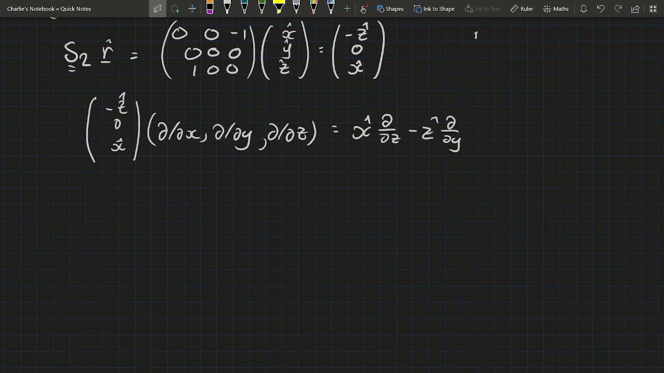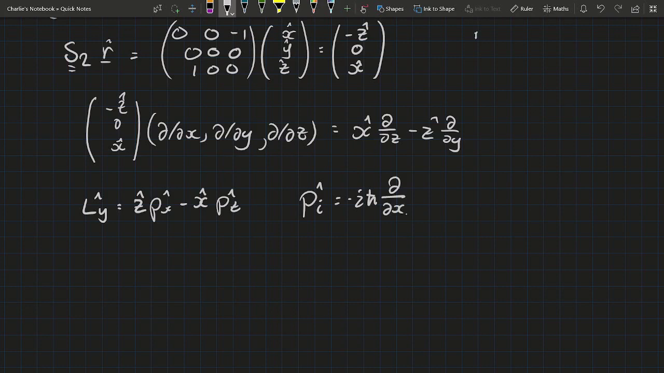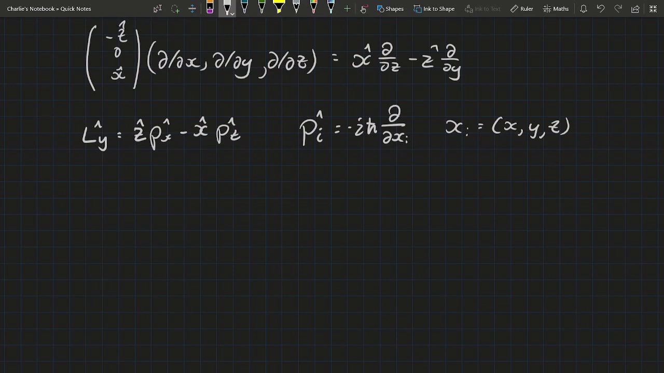What we notice here is that this is very similar to the form of the angular momentum operator Ly hat, which is equal to z hat p x hat minus x hat p z hat, where p i hat, the momentum operator, is equal to minus i h bar d by dxi, where xi is equal to x, y, z. This means that we can rearrange our expression for S2 r dot del as firstly minus z hat d by dy minus x hat d by dz.